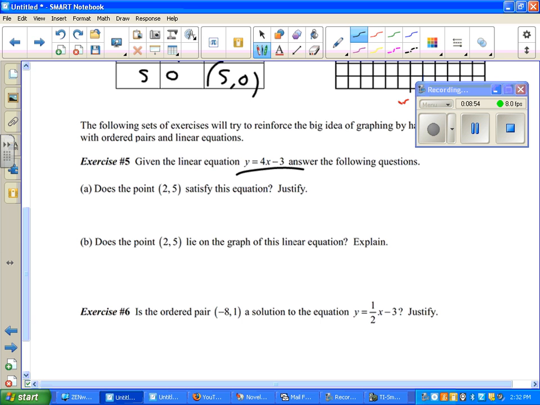Hang on a second. Josh said that he's going to type it into y equals. It's asking if it satisfies the equation. The next one asks if it satisfies the line. So we don't want to type it into the y equals spot. Everywhere we see a y, we have to plug in a 5. Everywhere we see an x, we plug in a 2.